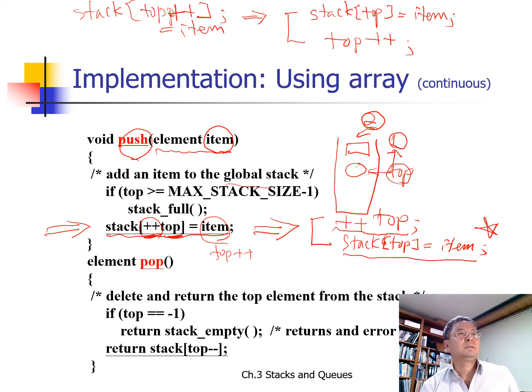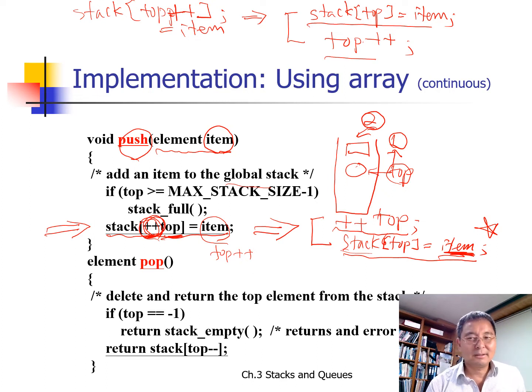Okay, so can you recognize what is the difference between these two and this one? So you must increase top first, and then at that moment this top will point to the empty one. In the empty one, they will insert this item. That's the correct one. Okay, so you must be careful about the location of plus plus. Plus plus is before the top index.